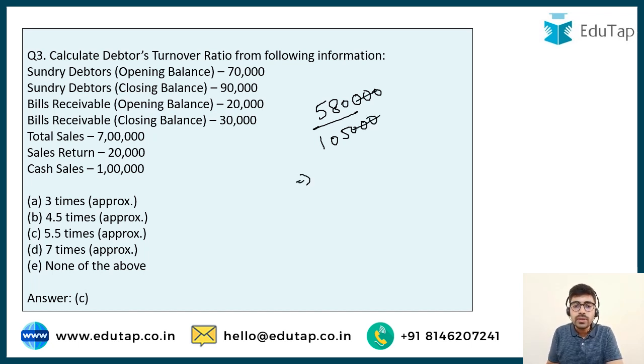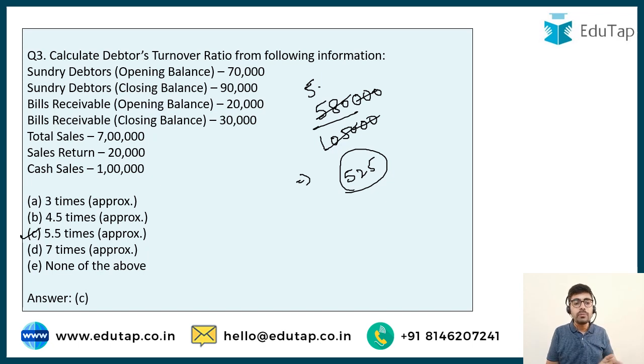Okay, so how much is this going to be in approximate terms? 105 into 5, this is going to be how much? This is going to be 525. So if we are going to just solve it, this has to be 5 first, so this is going to be 5 point something. If we do the 6, then it would cross 580. So this has to be 5 point something, and the only option is C, about 5.5 times. So you have to mark the answer as option C.